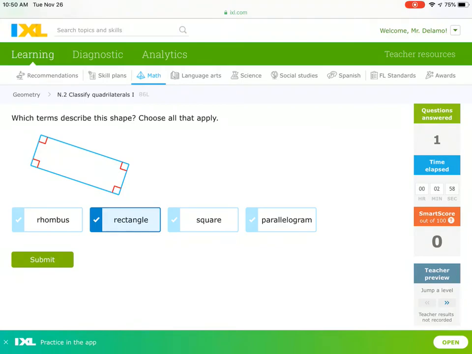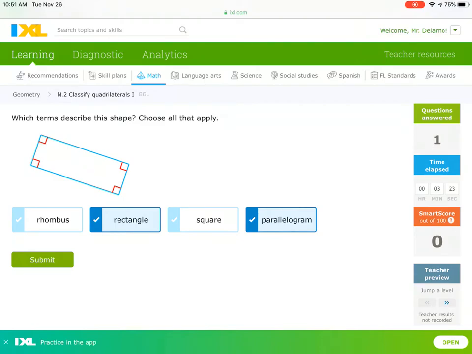One of the definitions of a rectangle is that all four angles are 90 degrees, so this is definitely a rectangle. Is this a square? No, it's not, because kind of like a rhombus, we need all four sides to be congruent, but they're not here. And then, is it a parallelogram? Yes, it is, because opposite sides are congruent to each other.